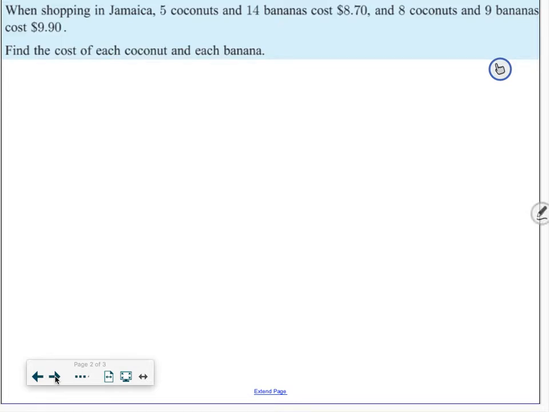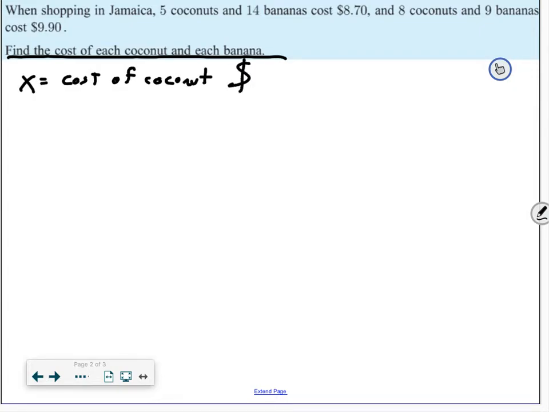So after I read it through, I'm going to delegate my variables. Usually it's pretty straightforward if you look at what the question is asking you. Since I'm looking for the cost of coconuts and bananas, I'm going to let x equal the cost of coconuts. And oddly enough, in Jamaica, we're using dollars. And then y, we are going to say the cost of bananas in dollars.